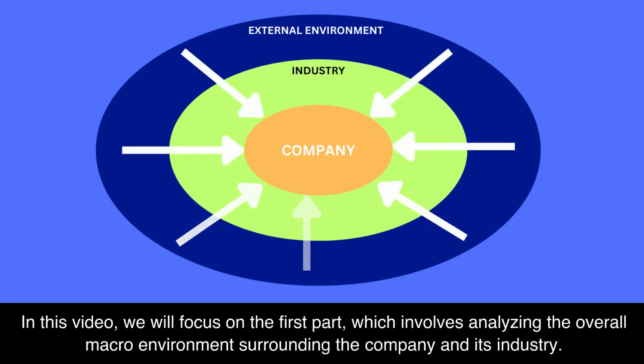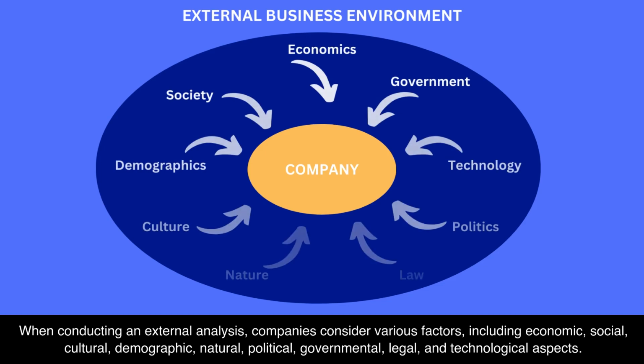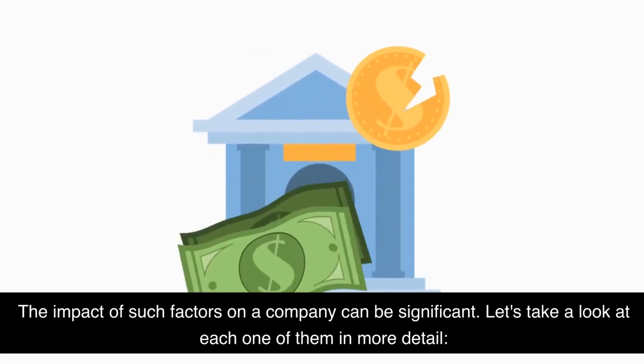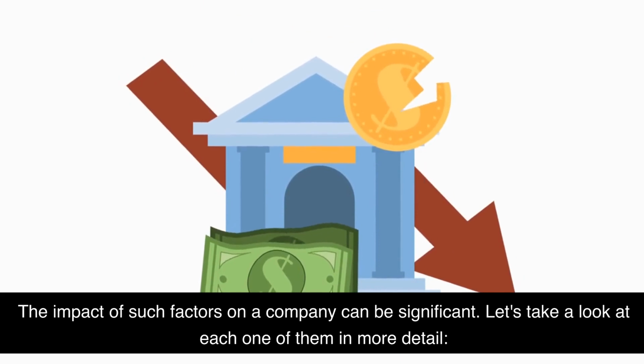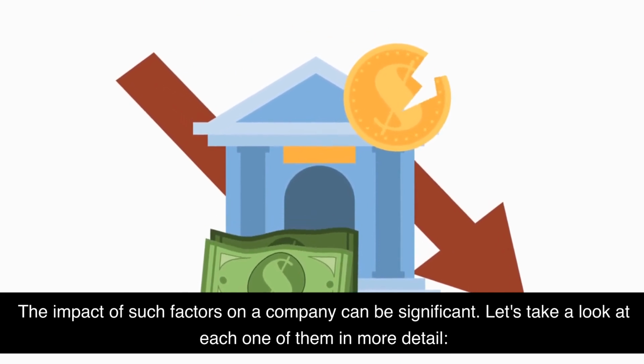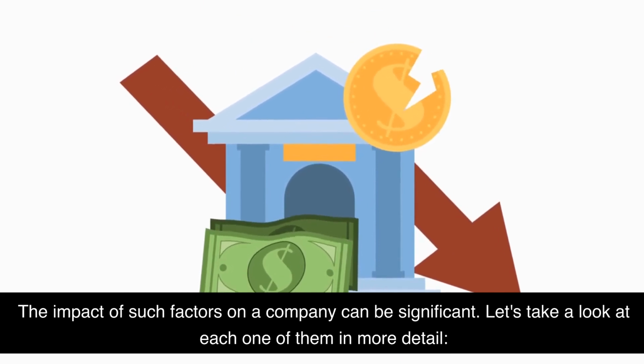In this video, we will focus on the first part, which involves analyzing the overall macro environment surrounding the company and its industry. When conducting an external analysis, companies consider various factors, including economic, social, cultural, demographic, natural, political, governmental, legal, and technological aspects. The impact of such factors on a company can be significant. Let's take a look at each one of them in more detail.